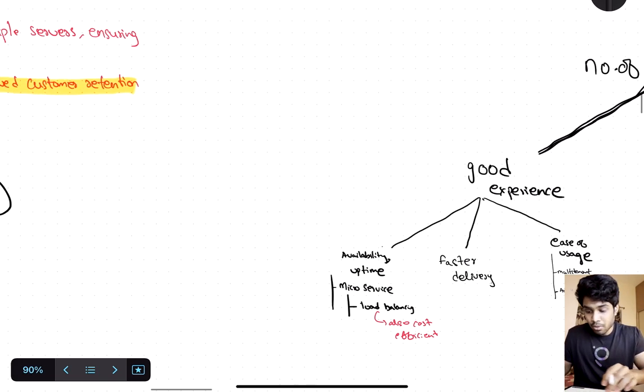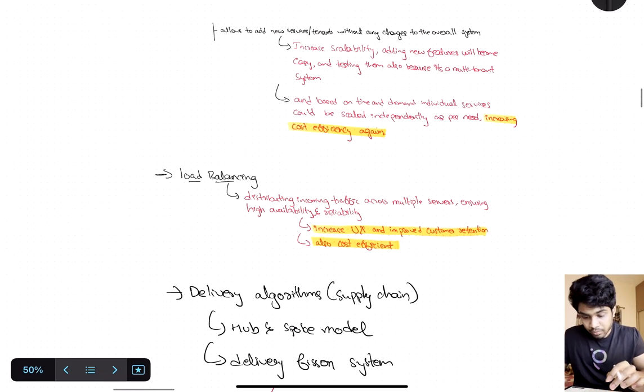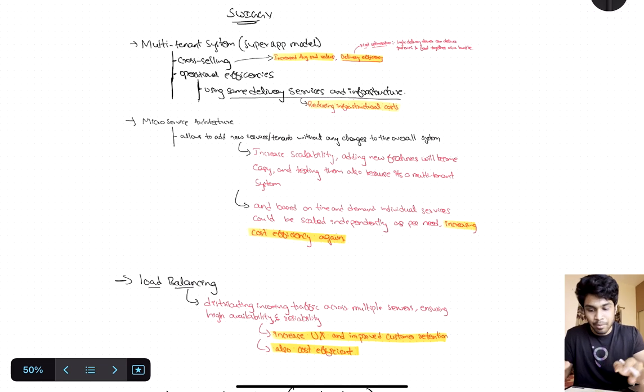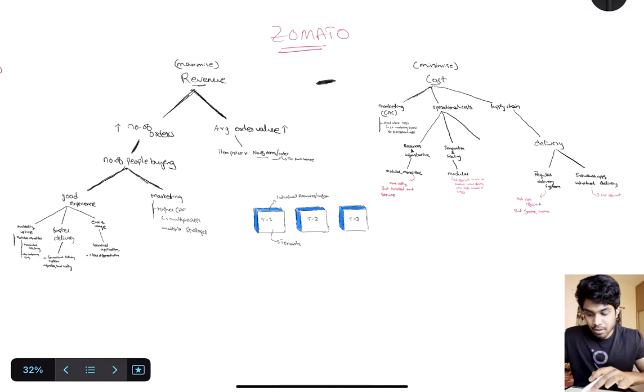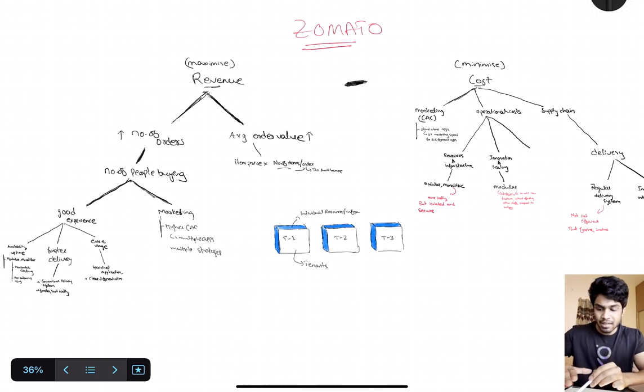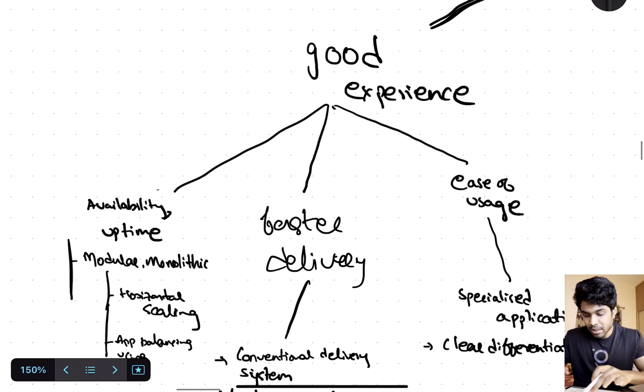Okay, let's see. This is a little bit more detail on what's happening. Microservice architecture increases scalability, and adding new features would be easy based on the time and development of the service. So yeah, let's see what Zomato is doing over here. We're going to split up the same thing again: revenue, number of orders, people buying, good experience, and we're going to see the availability and uptime.